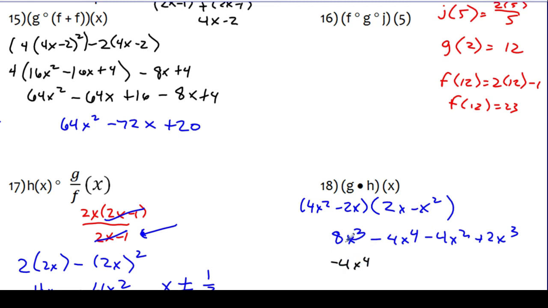I have an 8x cubed plus 2x cubed, which is 10x cubed. And then I have this minus 4x squared, which does not have any like terms. So my final answer is negative 4x to the fourth plus 10x cubed minus 4x squared.